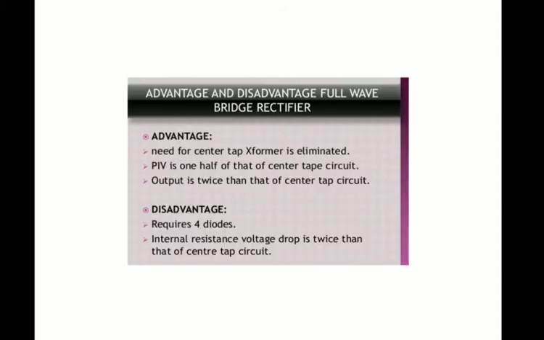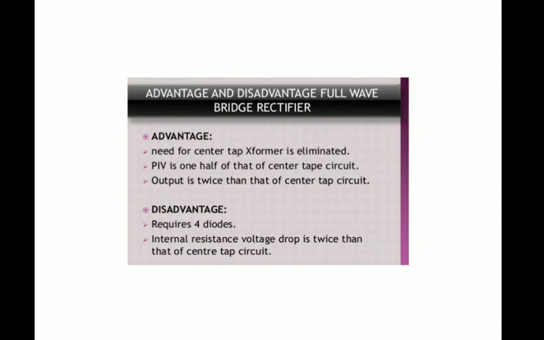Advantages and disadvantages of the full wave bridge rectifier. Some advantages are there in using the full wave bridge rectifier. Similarly, some disadvantages are there. Advantages: the need for a center tap transformer is eliminated. So the main advantage of using the bridge rectifier is eliminating the center tap transformer. Then PIV, peak inverse voltage, is 1/2 of that of the center tap circuit. Output is twice that of the center tap circuit.